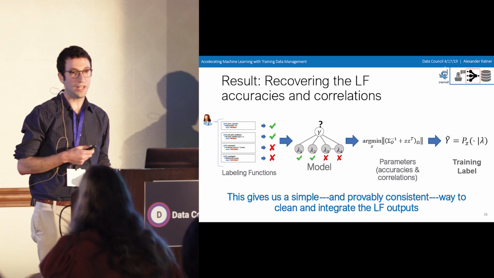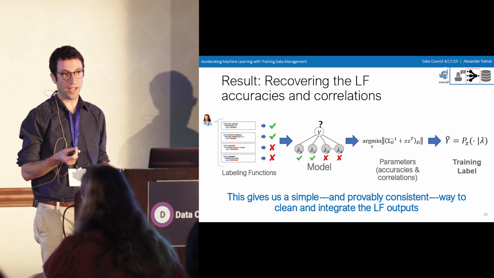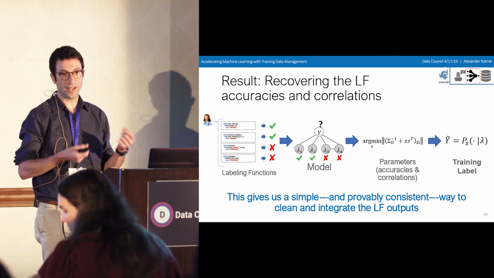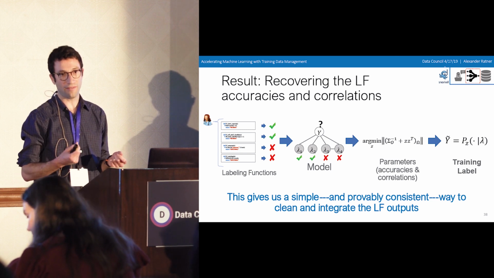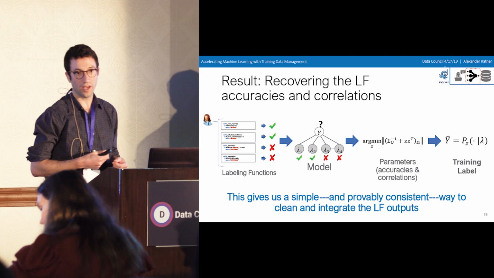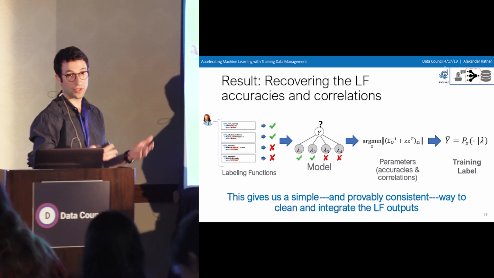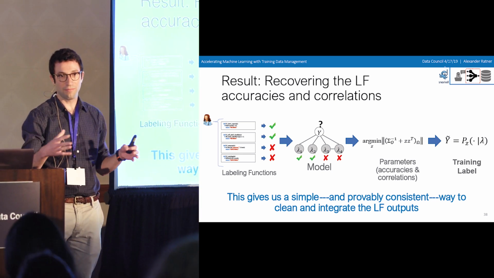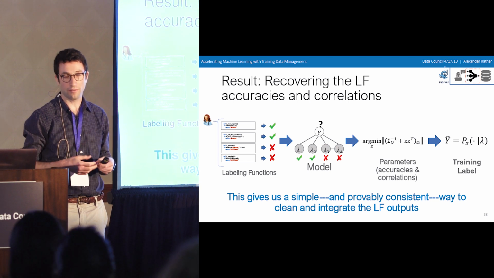The cool thing is that you don't need them to be really accurate. It's actually more important to have uncorrelated, diverse sources of signals than it is to have really high accuracy. You could have a whole bunch of labeling functions that are 60% accurate, but if they're truly uncorrelated, this can work, right?